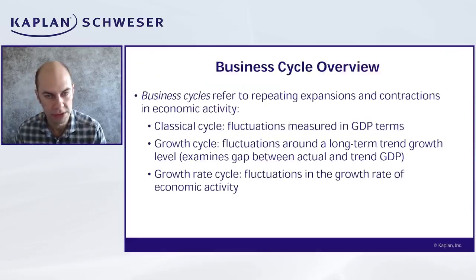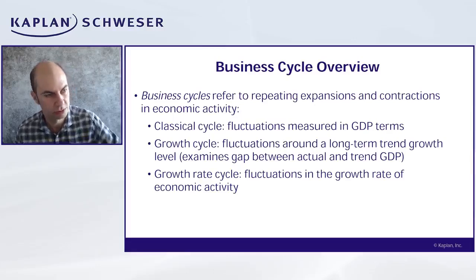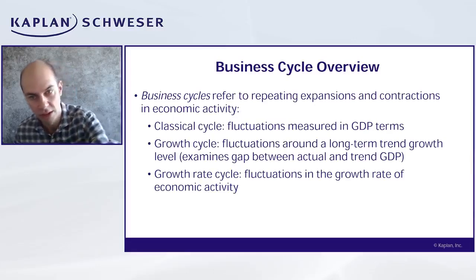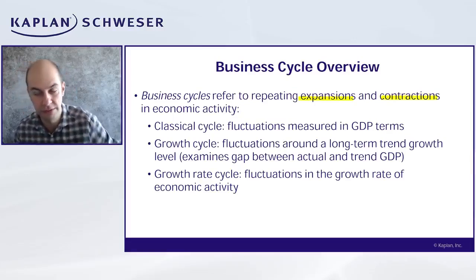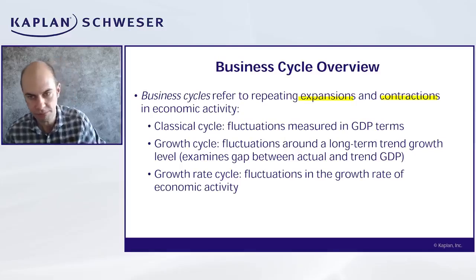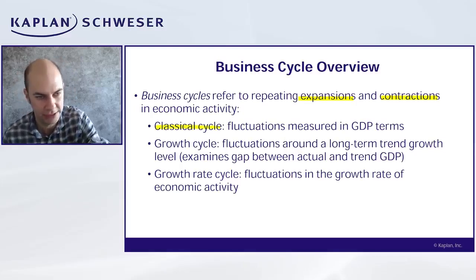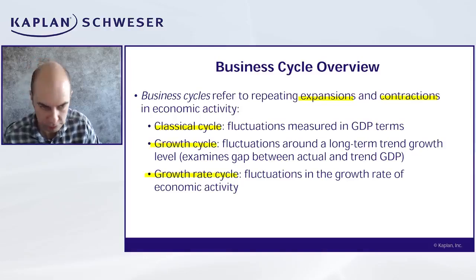Okay, so business cycle overview. You can see here, the business cycle is looking at things like expansions. All right, let's underline this stuff. Expansions of the economy, contractions of the economy. And there are three definitions they want me to understand. One is the classical cycle, the other one's the growth cycle, and the third one is the growth rate cycle.